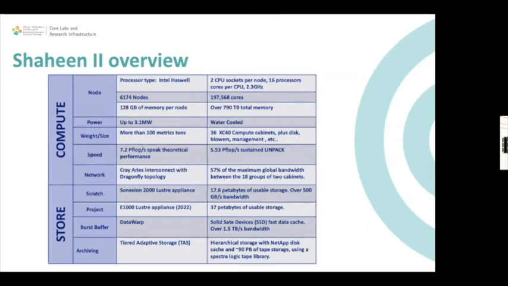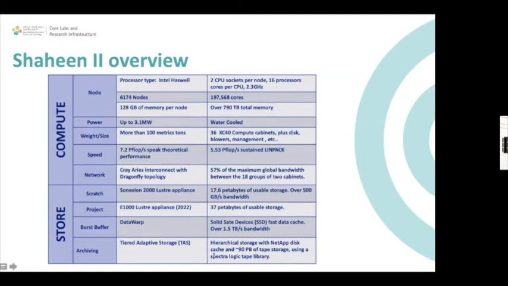But how that's achieved is mainly because these nodes are not loosely connected, but more tightly connected with a very fast interconnect called the Aries interconnect, which is a proprietary network. And we're going to cover that in a little more detail in the next slides.